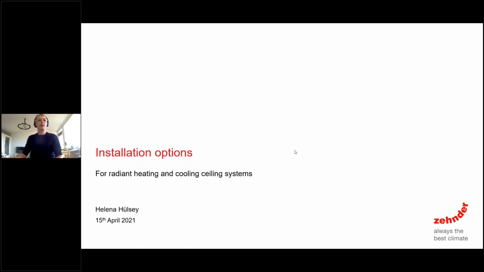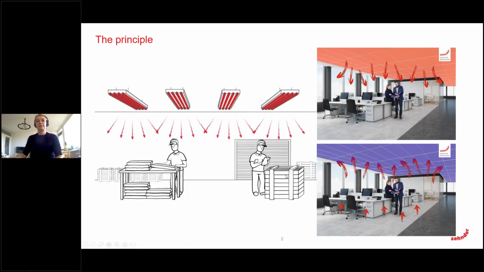Okay, great. So very shortly, in general, how do radiant heating and cooling systems work? The idea is to have an activated ceiling, meaning to have some meanders inside of the panels that are connected to the central water-based heating and cooling system. But this is not what I want to focus on today.